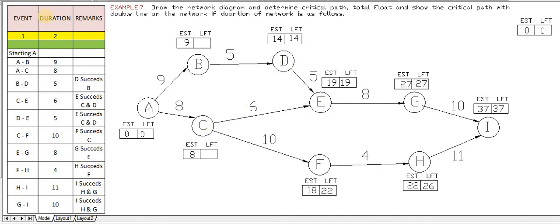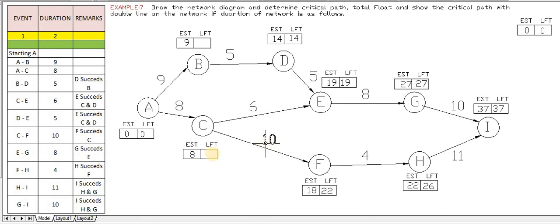Next is C. C has two tail ends: one is E to C, the other is F to C. Out of these two activities, we have to see which value is the least, and the least value is taken for the LFT calculation. For E to C, 19 minus 6 is 13. For F to C, 22 minus 10 is 12.